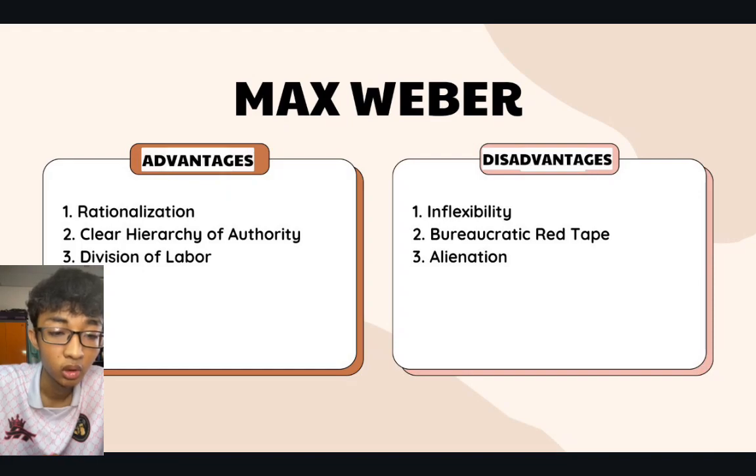Second is bureaucratic red tape. The emphasis on formal rules and procedures can sometimes lead to bureaucratic red tape, which can hinder decision making and slow down organizational process.